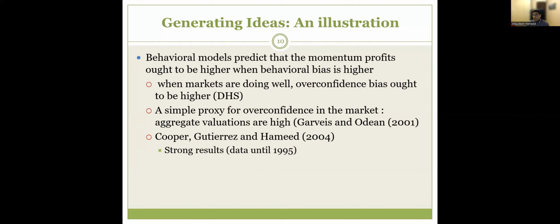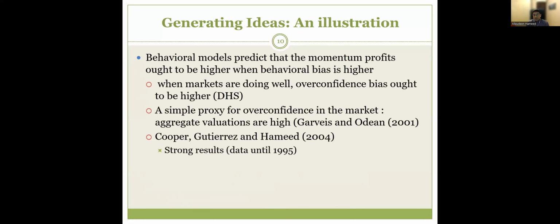When markets are doing well, that's when we expect overconfidence, aggregate overconfidence, to be large. And this is the implication of the Daniel, Hirshleifer, Subrahmanyam paper. Then we thought about what would be a simple proxy for overconfidence. And the Gervais and Odean paper is a theoretical model that suggests that when aggregate valuations are high, investors learn to be overconfident.